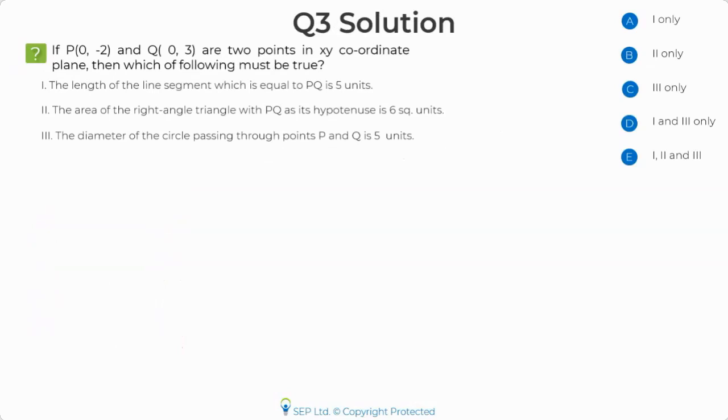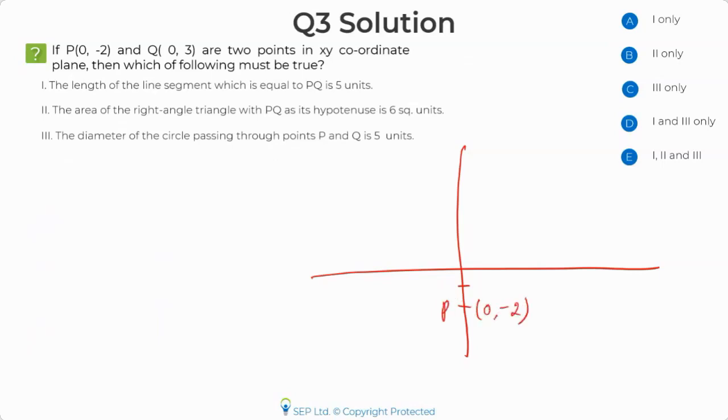So what I know is P and Q are 2 points on the XY coordinate axis. Generally when that is given to me, I will try to draw those things. So P is 0, -2. Let's call it somewhere over here. So this is P, 0, -2, and Q is 0, 3. So if I create it like this, Q is 0, 3. These are the 2 points P and Q. Which of the following must be true? What you need to understand here is this is a must be true kind of question.